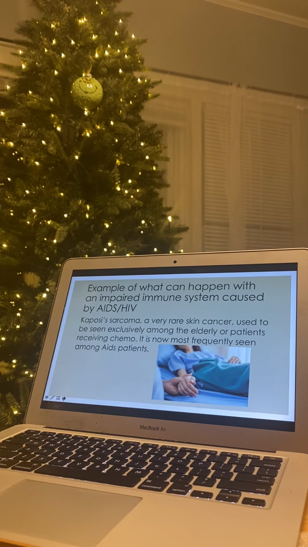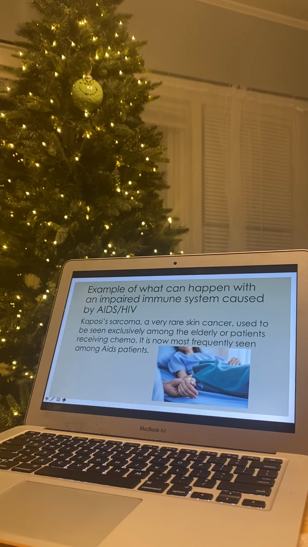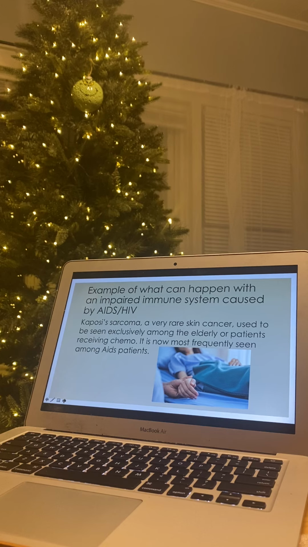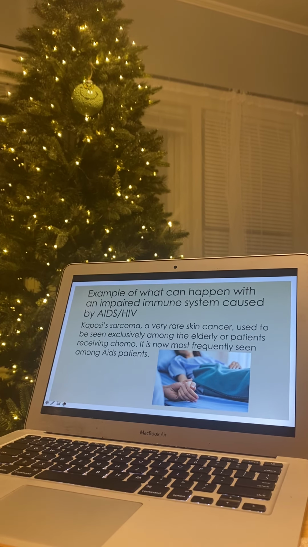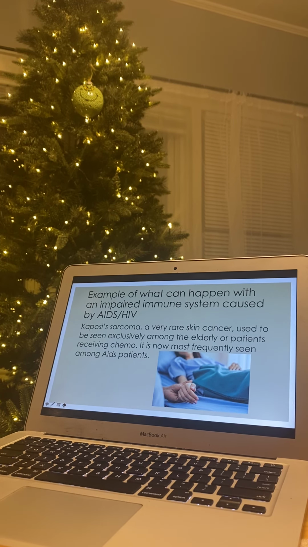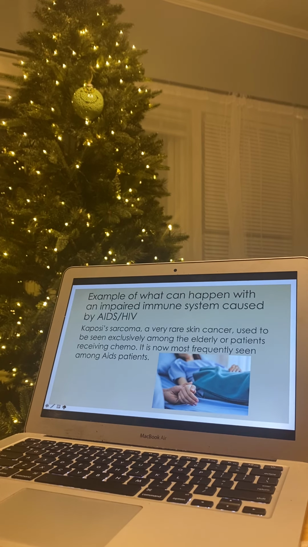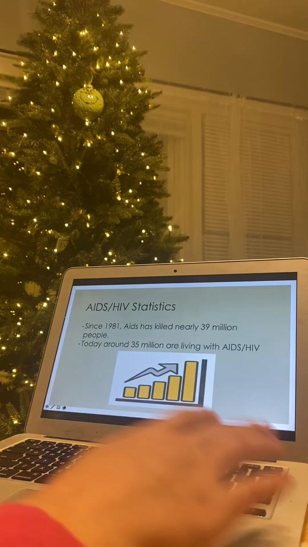Kaposi's sarcoma, a very rare skin cancer, used to be seen exclusively among the elderly or patients recovering from chemo. It is now more frequently seen among AIDS patients because their immune system is affected so badly.